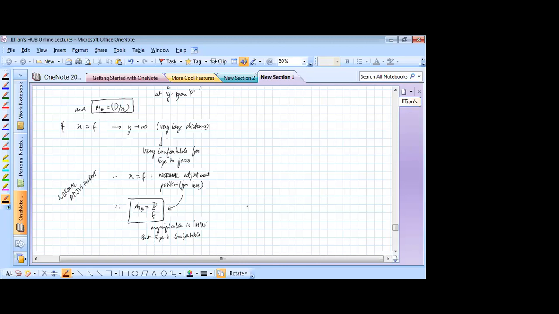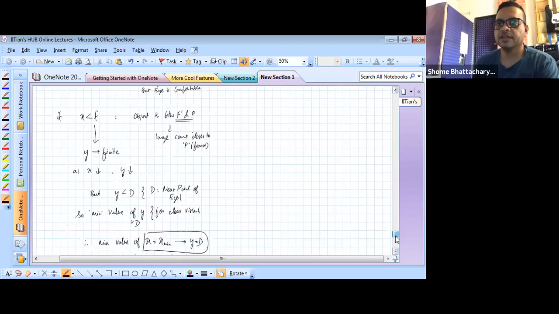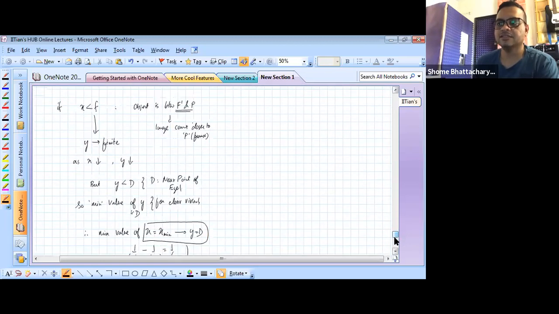Okay. So this is the case where my magnification is minimum possible, but the eye has maximum comfort because your image is at a very large distance. And on the other hand, if we now make X less than the focal length, then the image also comes closer. But so this relation is inverse of this actually. Y should be greater than or equal to.